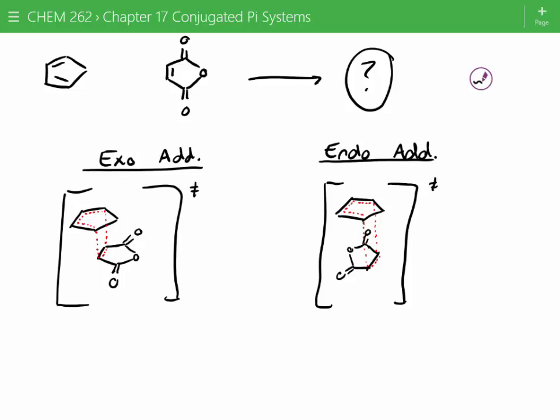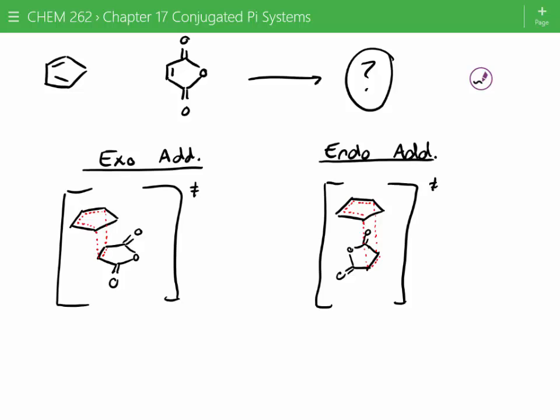What do you guys think about the exo addition in terms of sterics? Is this more favorable or less favorable due to sterics? More favorable due to sterics. So exo addition is sterically favored, but sterics aren't the entire picture with chemistry, right? We've got this bounce between sterics and electronics, right? The interesting thing is, if we look at each of these, we're breaking these two pi bonds in the diene, and then we're forming a new pi bond.